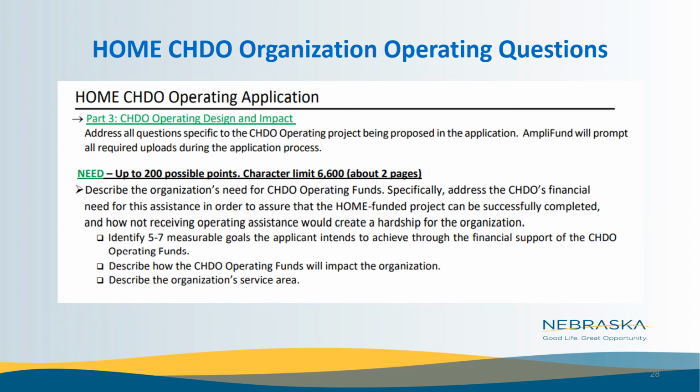Now we're going to get into the questions for the CHDO organizational operating application. So this is part 3 of the operating design and impact, starting off with the need, which is up to 200 points, and then your character limit is 6,600, which is about 2 pages. So under this is one bullet that you answer all of these items here under the need.